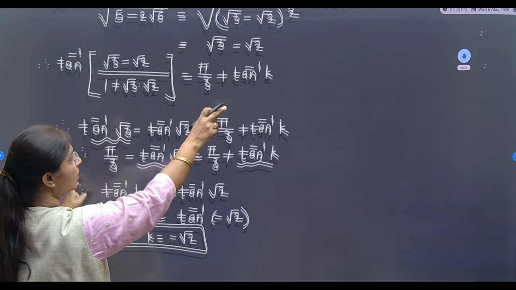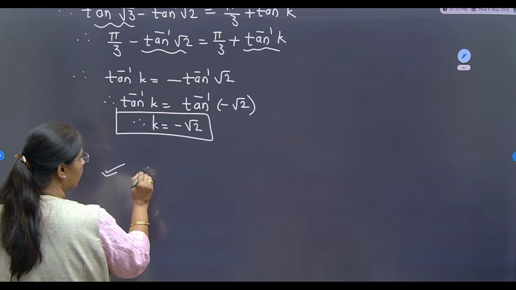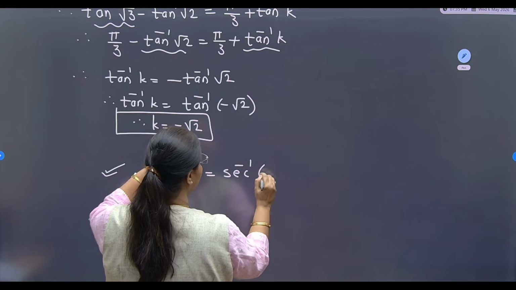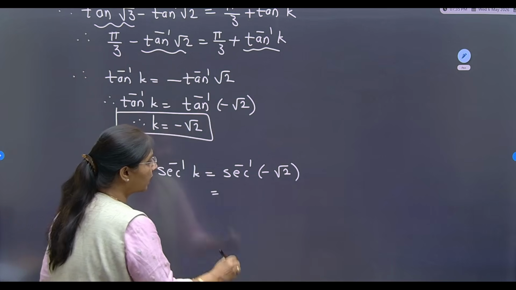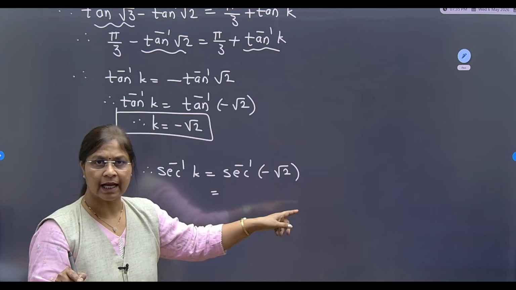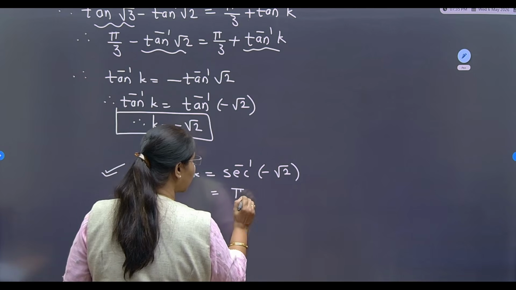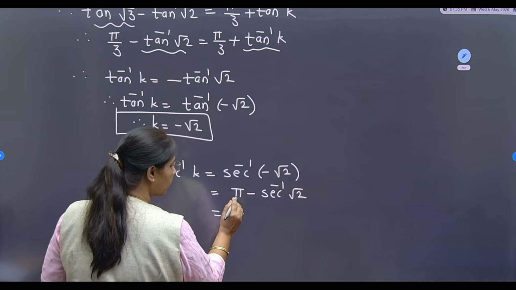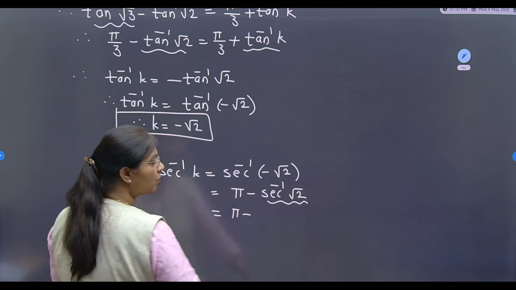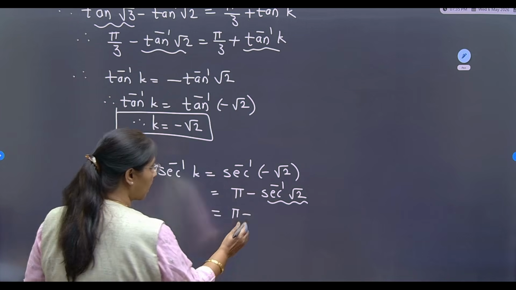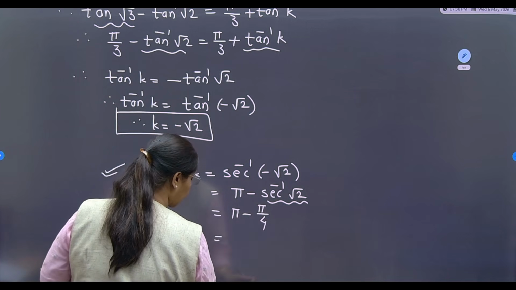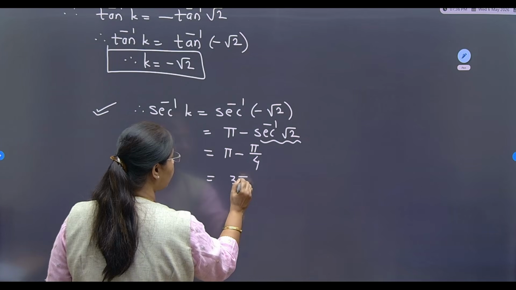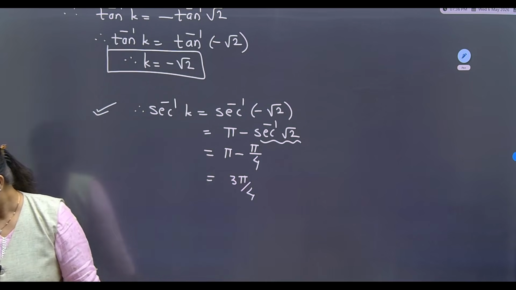Question: find sec inverse of k. Therefore, sec inverse of k is equal to sec inverse of minus root 2. The next step: sec inverse of minus theta is equal to pi minus sec inverse of theta, here with theta as root 2. Then pi as it is. Sec inverse of root 2 has the value pi by 4. Then we get pi minus pi by 4, that is 4 pi minus pi, 3 pi upon 4. This is our required answer.